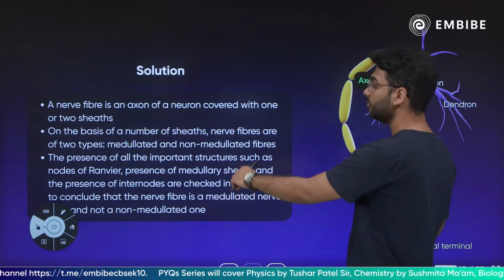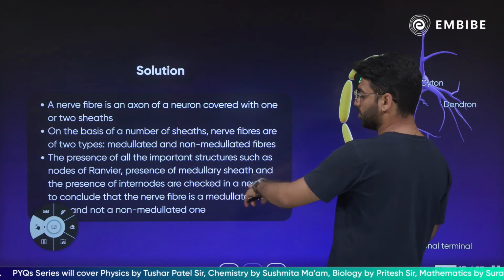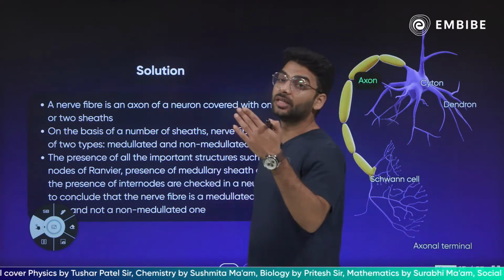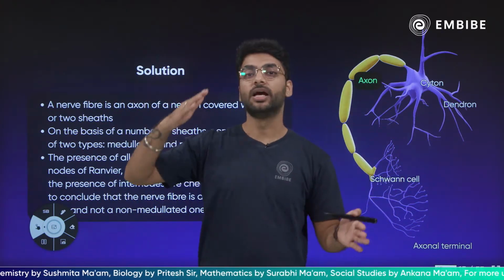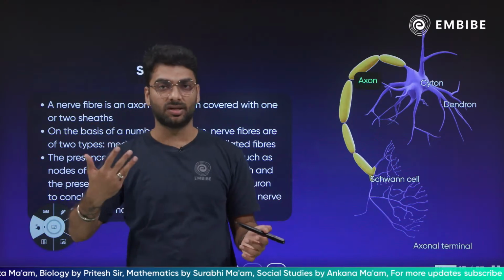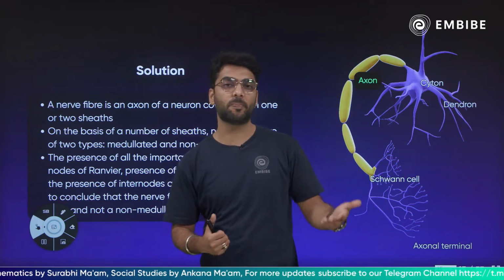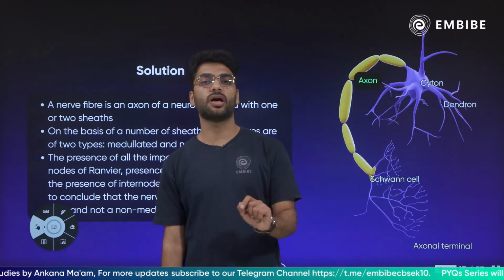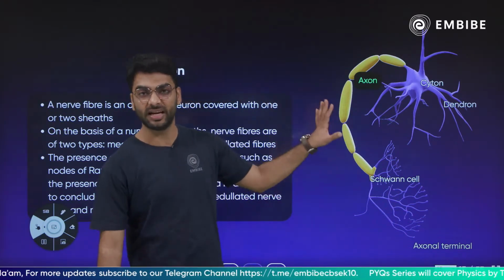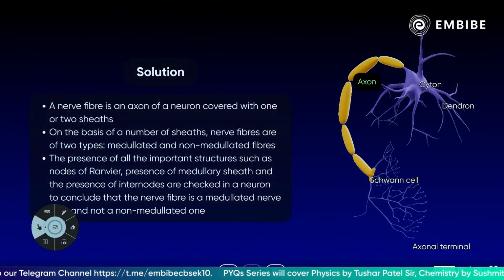ठीक है? The presence of all important structures such as nodes of Ranvier, medullary sheath, internodes is called a medullated fiber. The difference between a medullated neuron and a non-medullated neuron is that medullated neurons are much faster, much more efficient as compared to the non-medullated one. So all your important impulses are transmitted with the help of a medullated neuron. ठीक है? Neuron is the longest cell of the human body. It cannot divide because it doesn't have centrioles. ठीक है? चलो, Suman, I'll have to check that. I'll check that and get back to you in the next class.